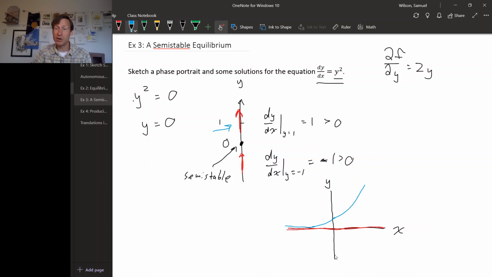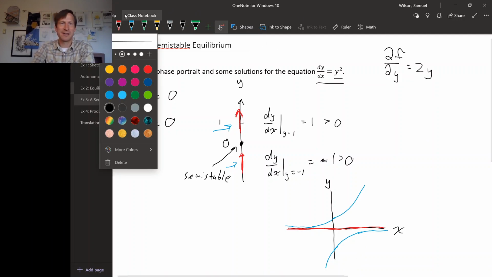And if we started below the equilibrium, the phase portrait says we have to increase. So that would look like this. And as usual, we can't cross the equilibrium solution, so we get something like that. And as we go to the left, it plunges downwards, so something like this. So that's what a semi-stable equilibrium looks like.